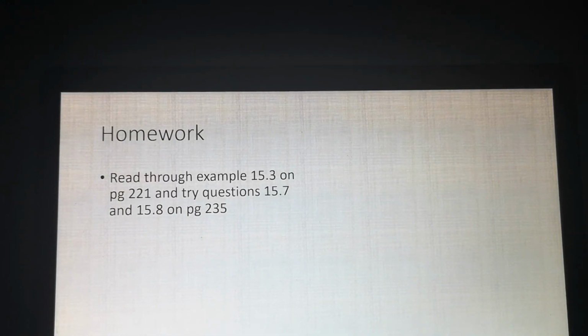I then asked you to read through the example on 15.3 on page 221. I think a couple of pages before that, there's another example of what I've just run through. And then I'd like you to try questions 15.7 and 15.8 on page 235.